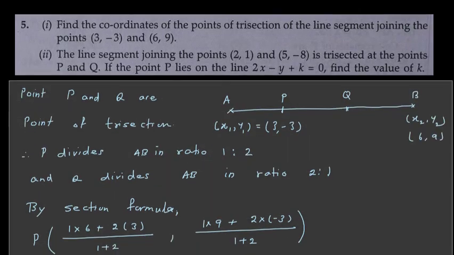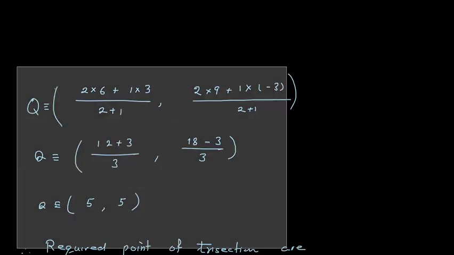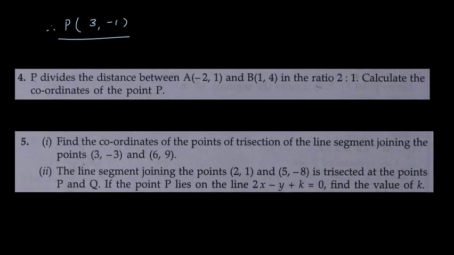So let us erase this part. Okay, this you have done. Now concentrate on the second part. Now you have a line segment joining 2 points. So here I will say this is point A, again this is 2 comma 1, and this is point B, which is 5 comma minus 8, and the line segment joining them is trisected at the points P and Q. So this is P and this is Q, and it trisects. So P divides in ratio 1:2 and Q divides in 2:1.